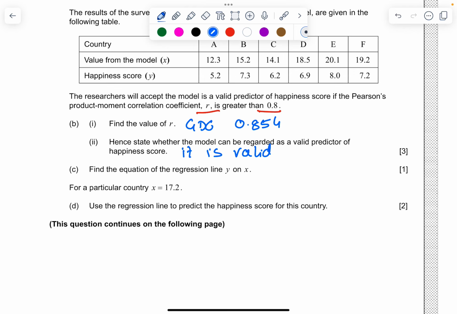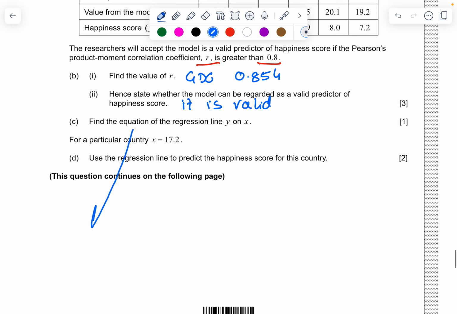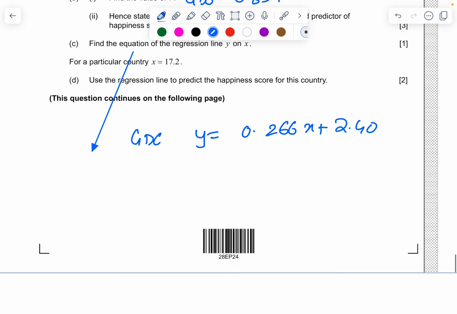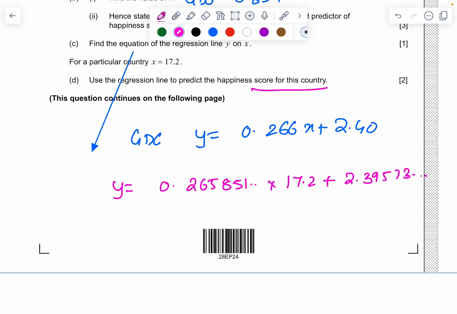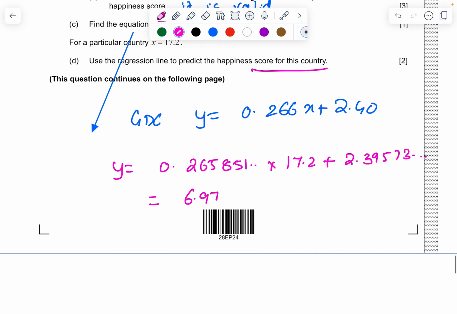Find the equation of the regression line. Again, this is also from the GDC. You will be able to get that one. y equals 0.266x plus 2.40. Then use the regression line to predict the happiness score of this country. So y equals 0.26585 and take the full calculator display, times 17.2, plus 2.39573 and so on. So it's going to be 6.97. That's going to be the answer for part D.